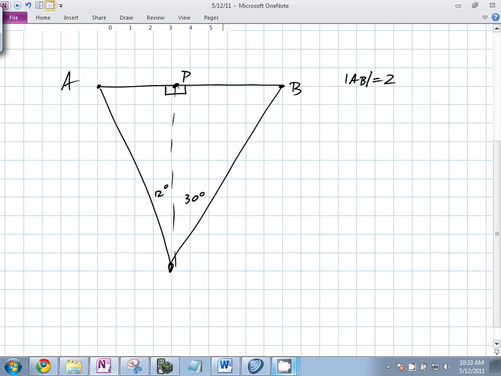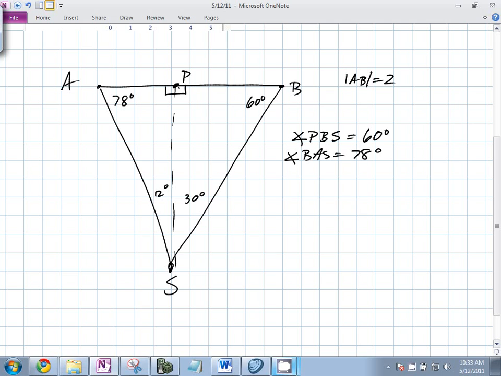So how do you go about doing this? What should you do first? Fill in the missing angles. Find the angles, absolutely. So if this is 30, what's angle PBS? We'll call this S. 60 degrees? Absolutely. Therefore, what's the angle BAS? 78 degrees. Okay, excellent.